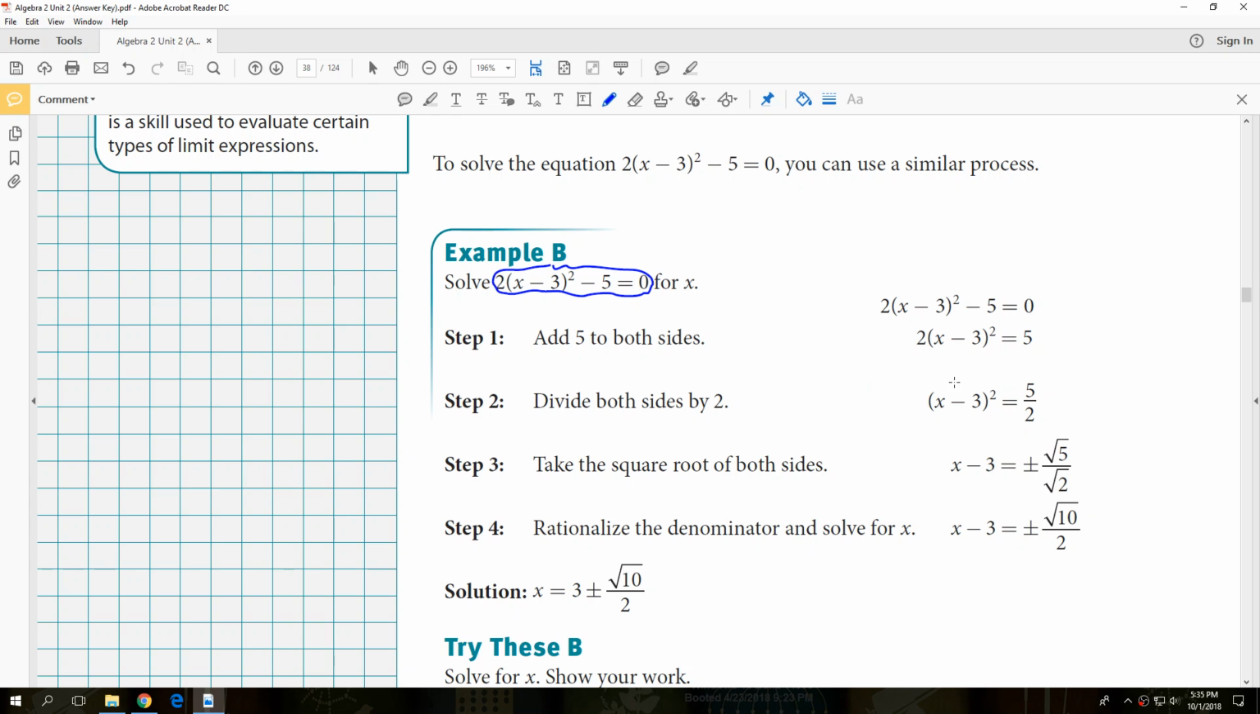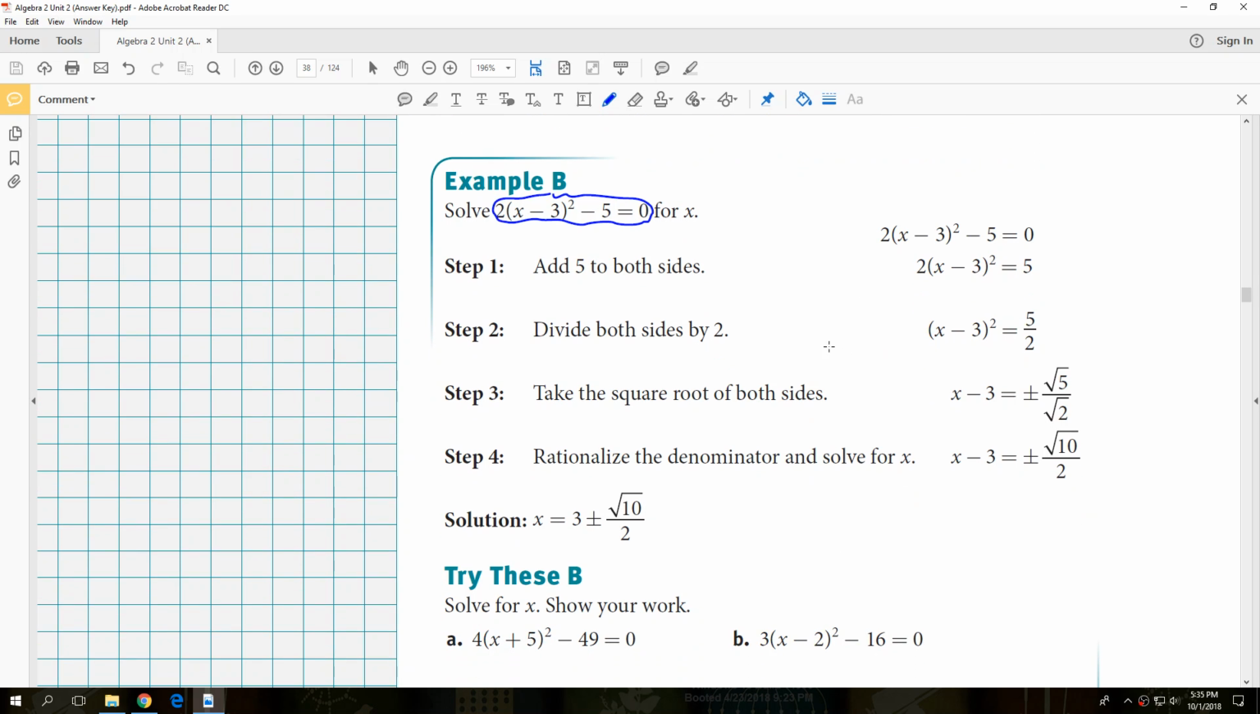So let's take a look. They isolate. That's always the first step, is to isolate the x, or the complicated thing that the x is in. So you're going to isolate at this point. x minus 3 squared is equal to 5 halves. So at that point, I can take the square root of both sides. Remember, this x, if I multiply this out, it would be an x squared. So you need to take plus or minus.